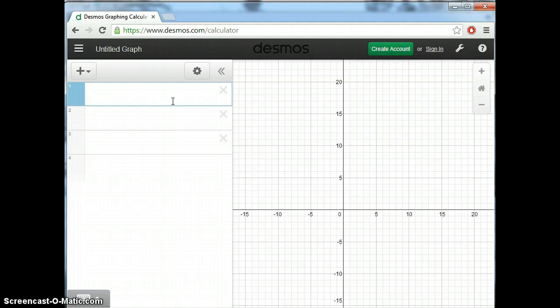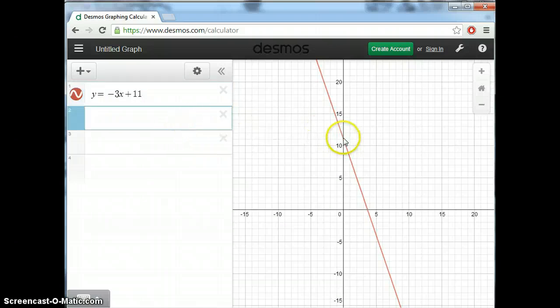So, what we have is a system of equations, or in other words, a system of linear equations, which means you have more than one line. So I'm going to go ahead and write two lines here. Y equals negative 3x plus 11. Okay, that's my first line. See how the intercept's right there at 11. Y equals 2x plus 1.